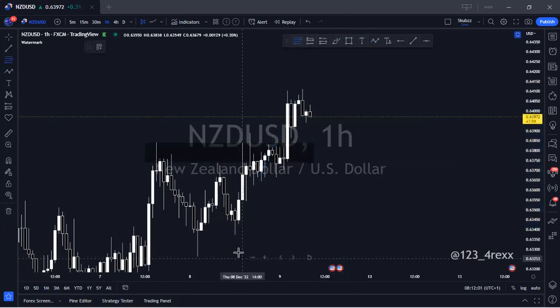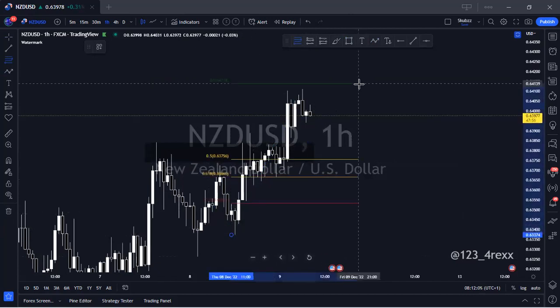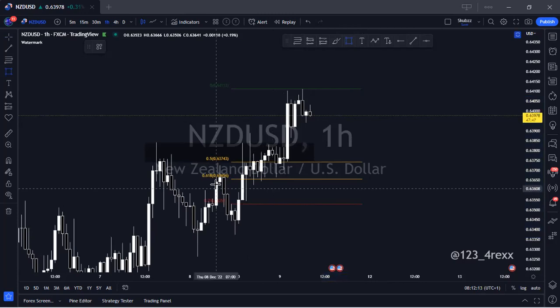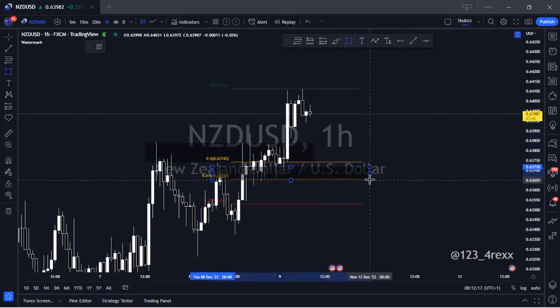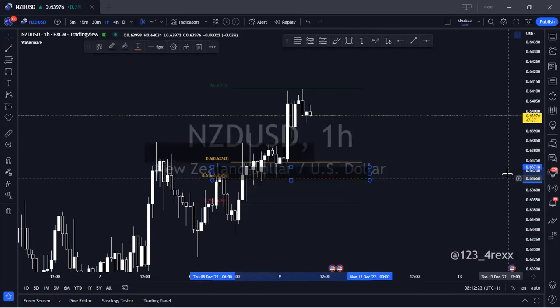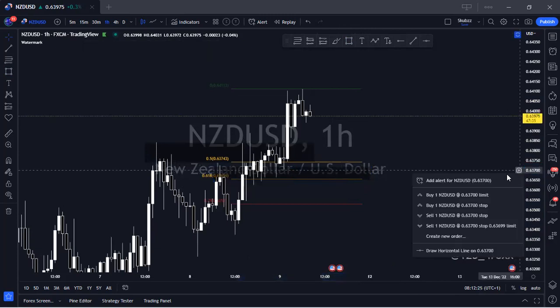Let me drop my fib from the bottom. So good. The structure that was broken here is actually around 0.6. So let's pay attention and then see how it's going to play out here. So that's what I'm going to be looking at on NZD USD. Let me set my alerts here. Good.